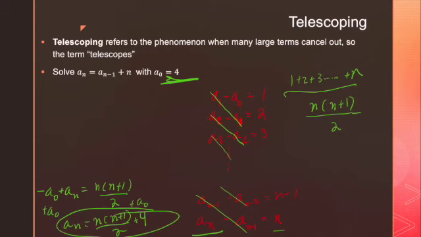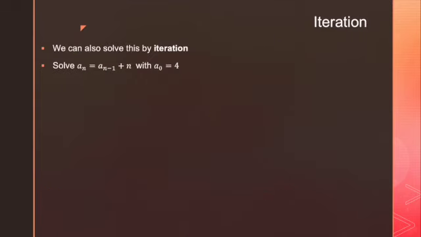So this is my final answer. I have written this telescoping recurrence relation in closed form. This here is the closed form. There is another way to solve this problem, and that's using iteration. So why don't I write that out for you?